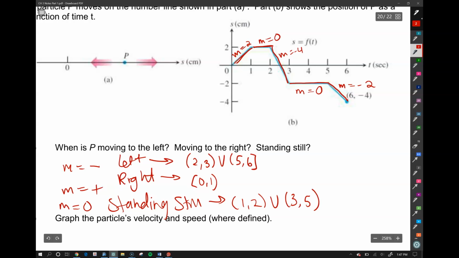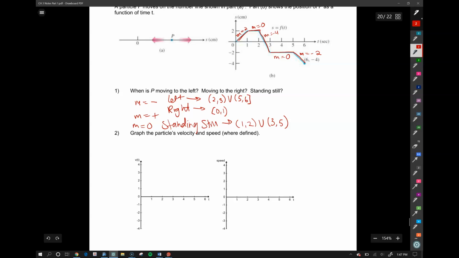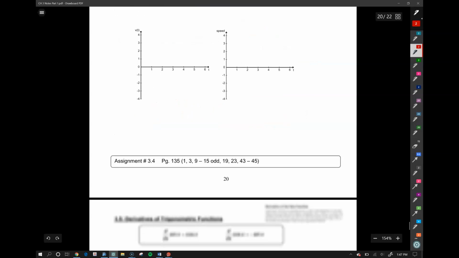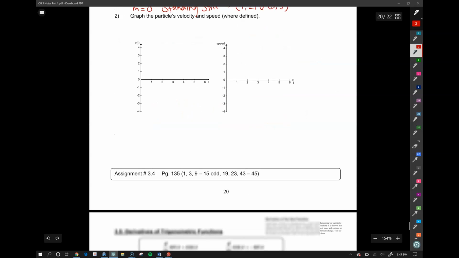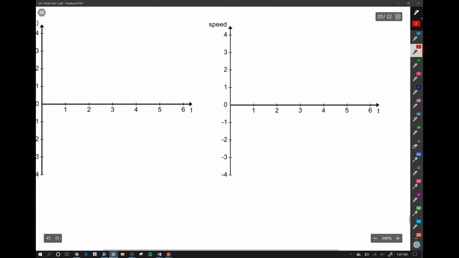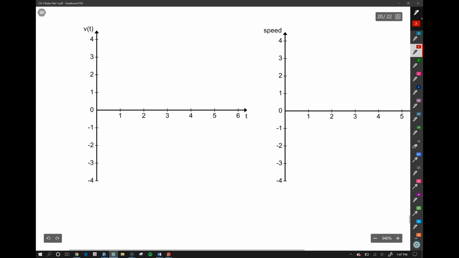Okay. So now we want to graph the particle's velocity and speed where defined. We went through and found the slopes, so I already did most of the work for you. We've gone over graphing this before, but we're going to take another shot. So velocity. We already found the slopes. Literally what we're doing is taking the values of the slopes and graphing them on the velocity time graph.